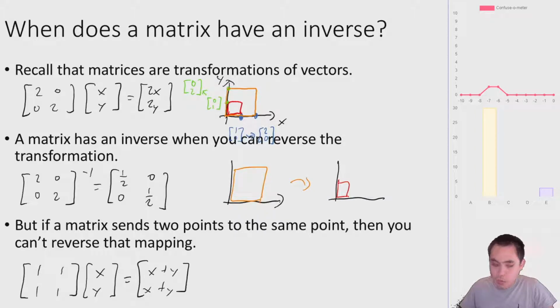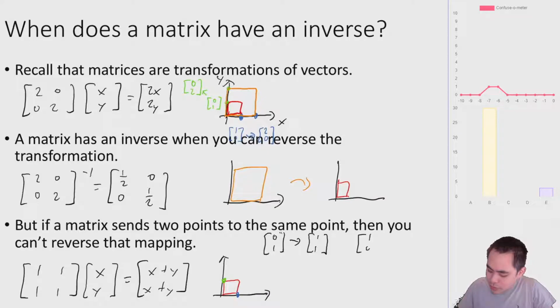Unfortunately, one of the things you might notice is that if you start off with the small box here, and again we start off with our two basic points, 1, 0 and 0, 1, this operation sends 0, 1 to 1, 1. But 1, 0 also goes to 1, 1. So they both go to the same point.